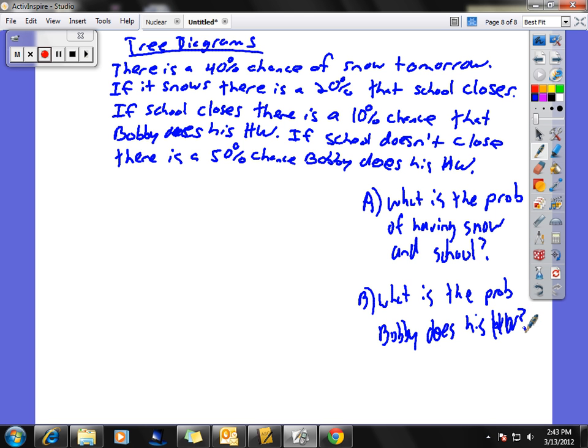Okay, so again, it's not an easy problem to figure out without a diagram. So a diagram really helps for this. Okay, and in this situation we want a tree diagram where things branch off of each other. Okay, so let's set up this diagram. First of all, there's a 40% chance of snow tomorrow. All right, so that leaves us two options, right? Snow and no snow.